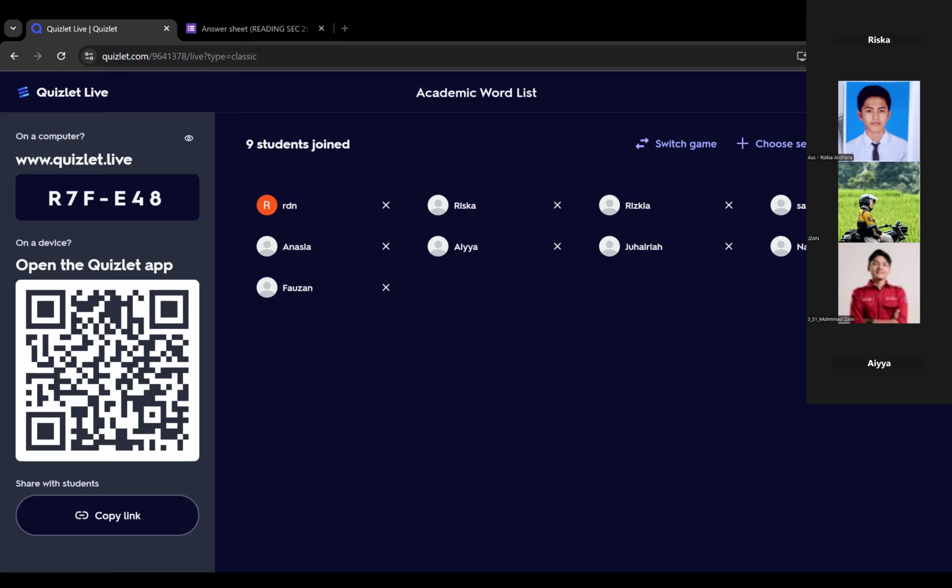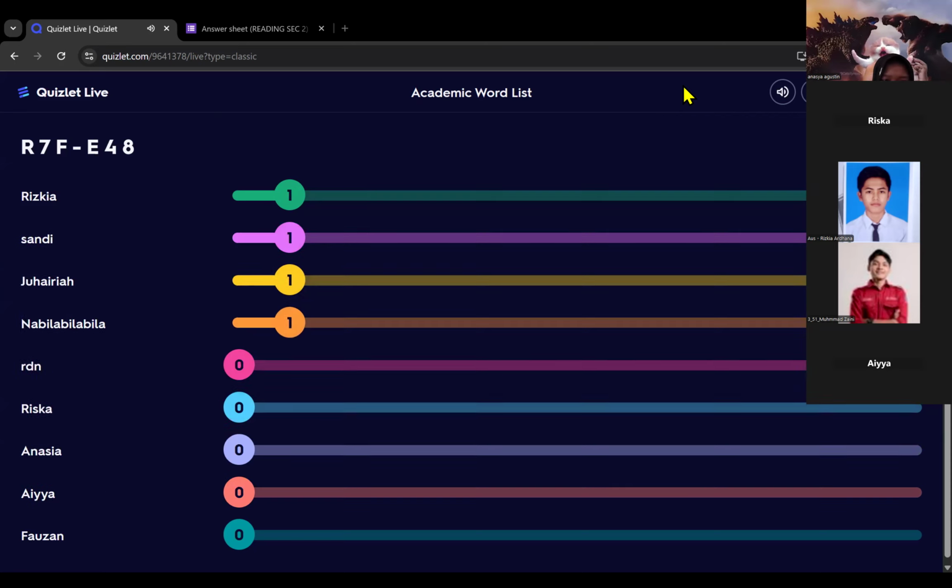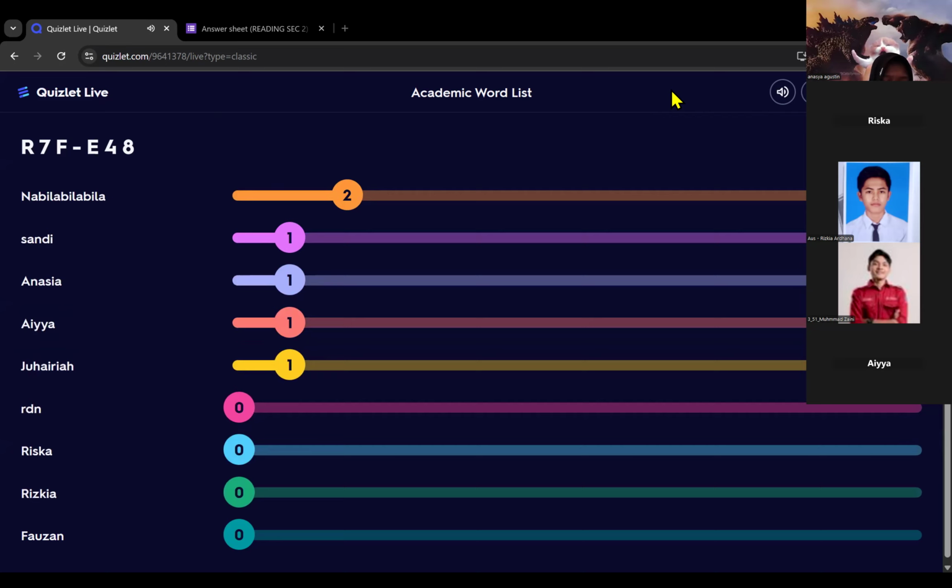All right. So here we go, guys. Who will be the winner? Match the word and the definition, and be the winner by becoming the first to reach the final line, or the finish line. Okay, go. Careful, if your answer is wrong, you go back to zero. Okay. Yes, Sandy starts with the first point, followed by July, Nabila, and Anasia. Riskia with the second word. Oh, Riskia was wrong. Badin was wrong too. Okay, Nabila is leading now with 2 points.